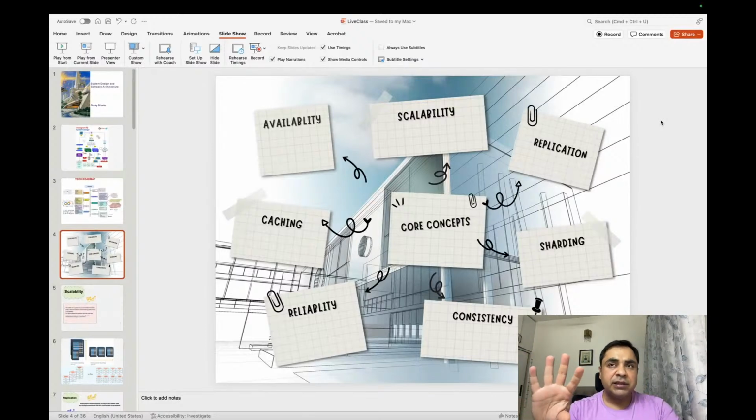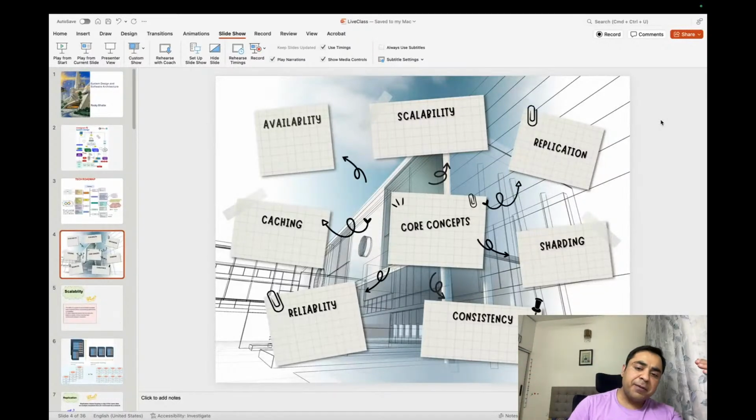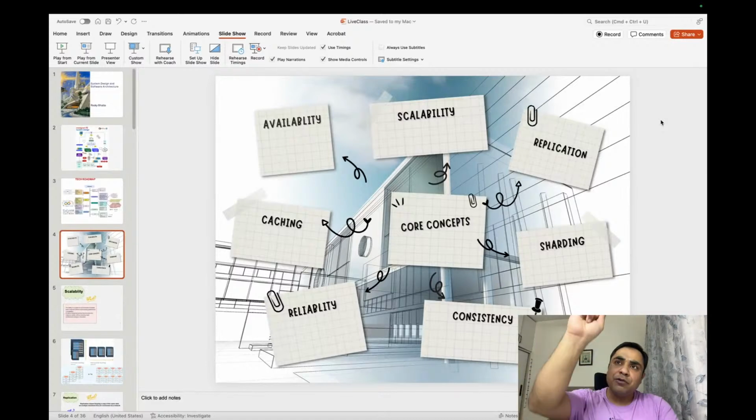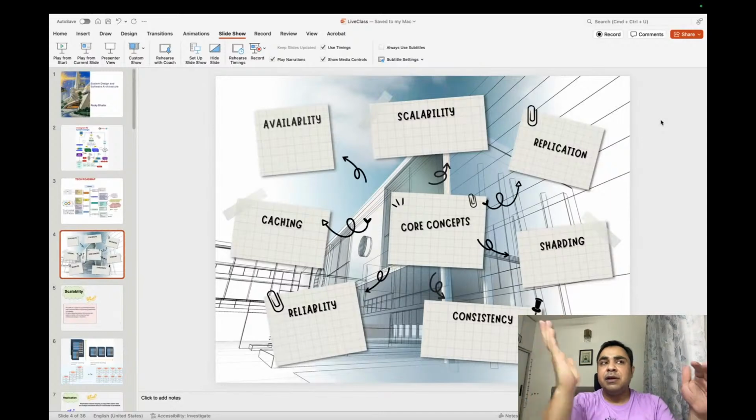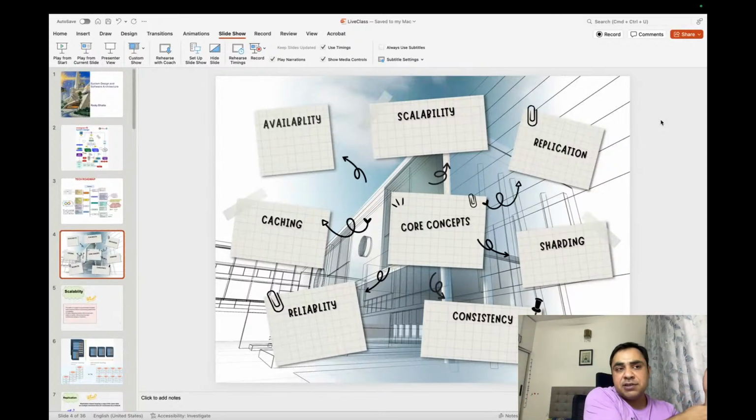These all fall in non-functional requirements. Functional requirement is what the system should do, and non-functional requirement is how the system should do it. If you're working on a project, or appearing for a system design round in an interview, they'll ask you to design a tiny URL, or Twitter, or a notification service.